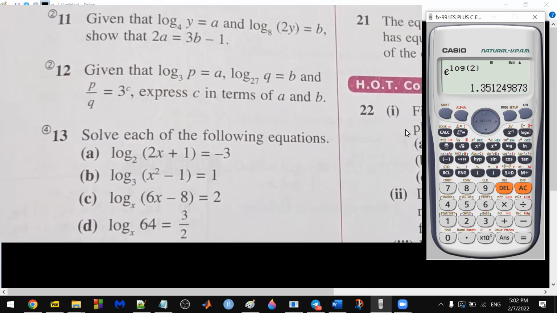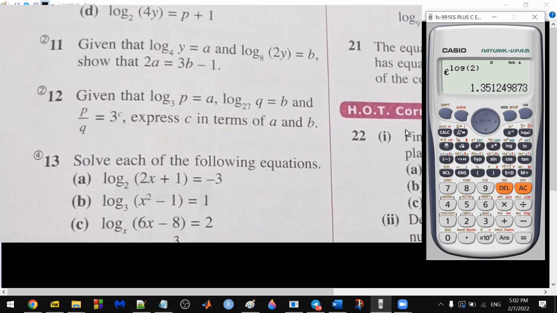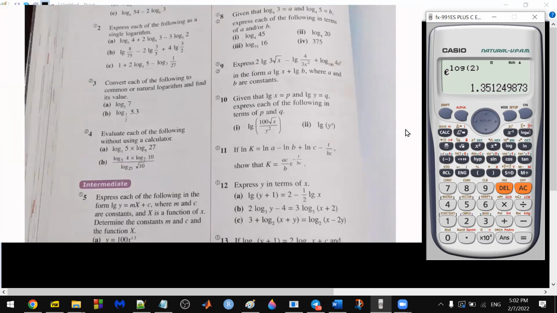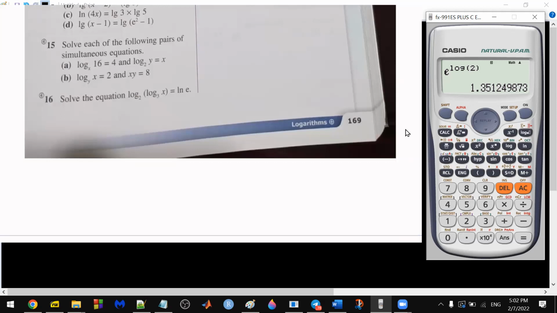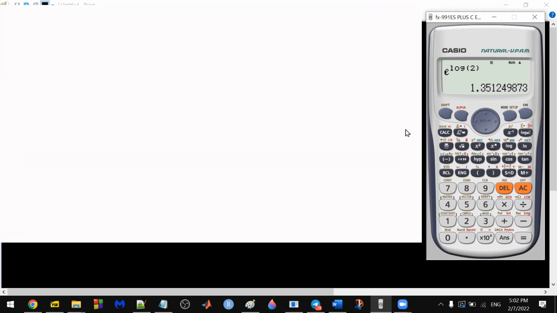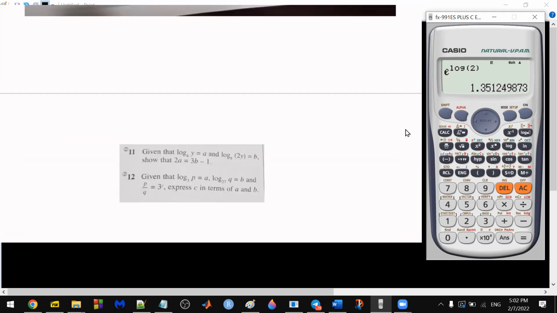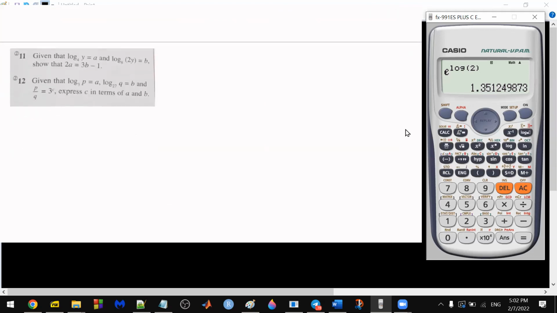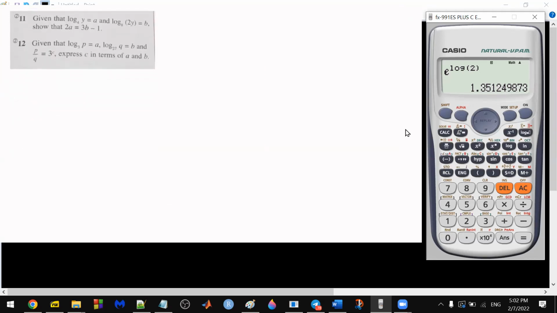Okay, this one I show some working here. I think I need more space to show the working. I'll go through this. Let me start a new page. Okay, question 11. Let's start with question 11.